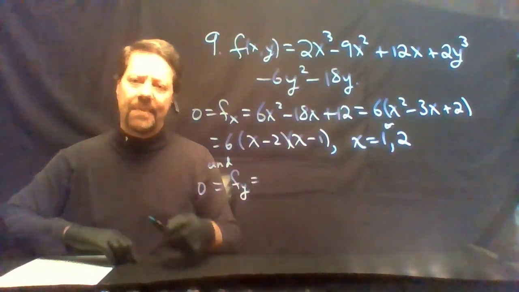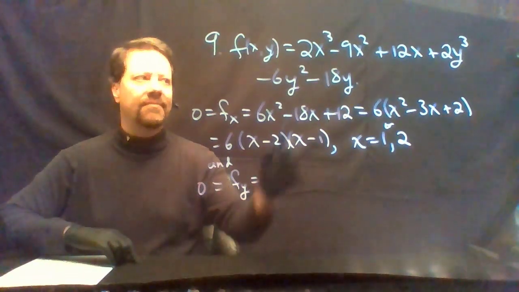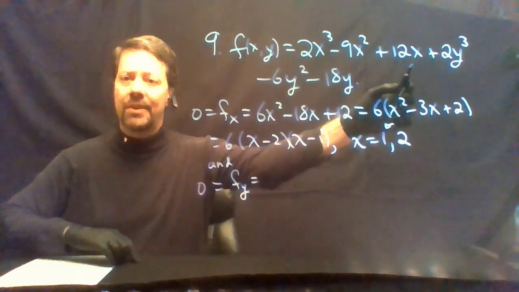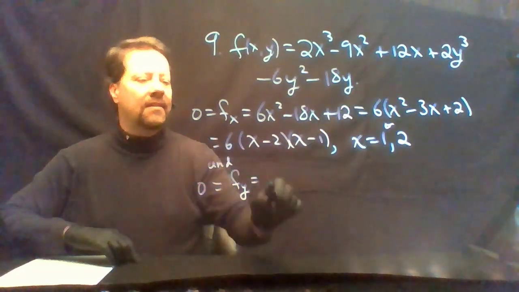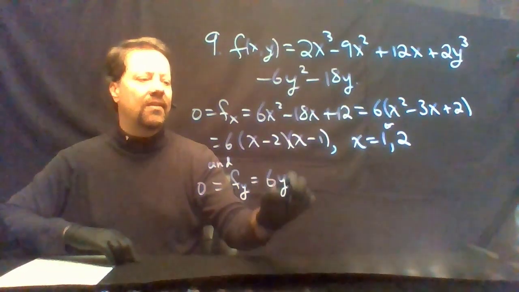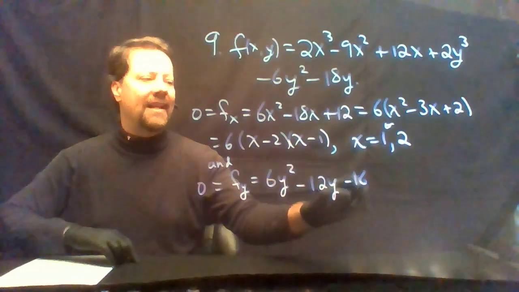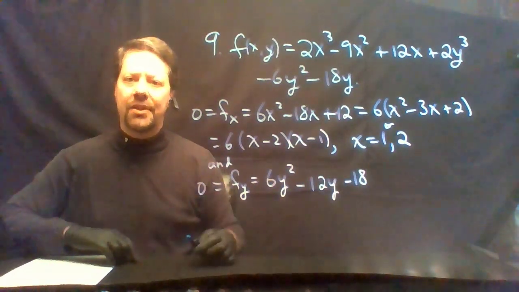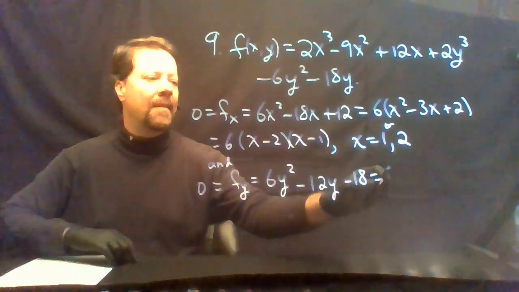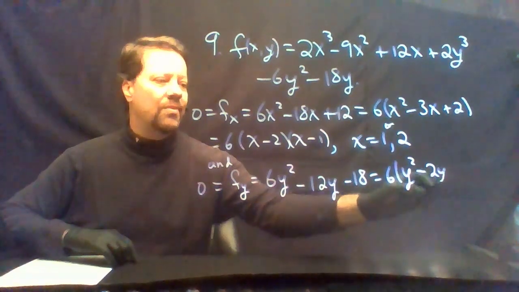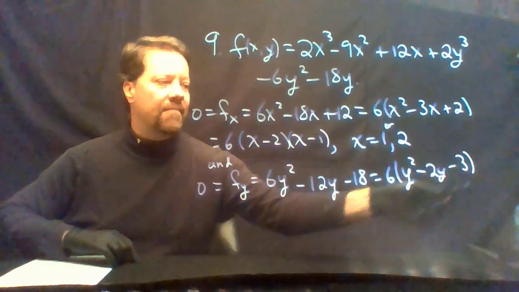The derivative with respect to y must be 0 as well. Taking the derivative with respect to y, the first three terms have derivatives equal to 0. Continuing, we'll have 6y squared minus 12y minus 18. Again, each term is divisible by 6, so we'll factor 6 out: y squared minus 2y minus 3.